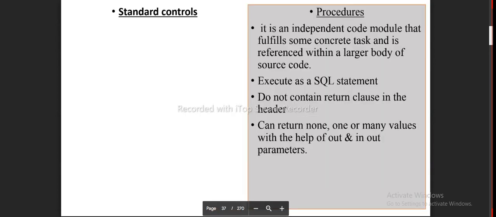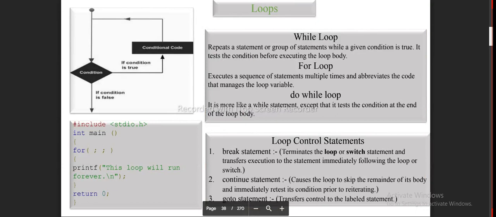Standard controls: procedures. A procedure is an independent code module that fulfills some concrete task and is referenced within a larger body of source code. It executes as a SQL statement. It does not contain a return clause in the header. It can return none, one or many values with the help of out and in out parameters.